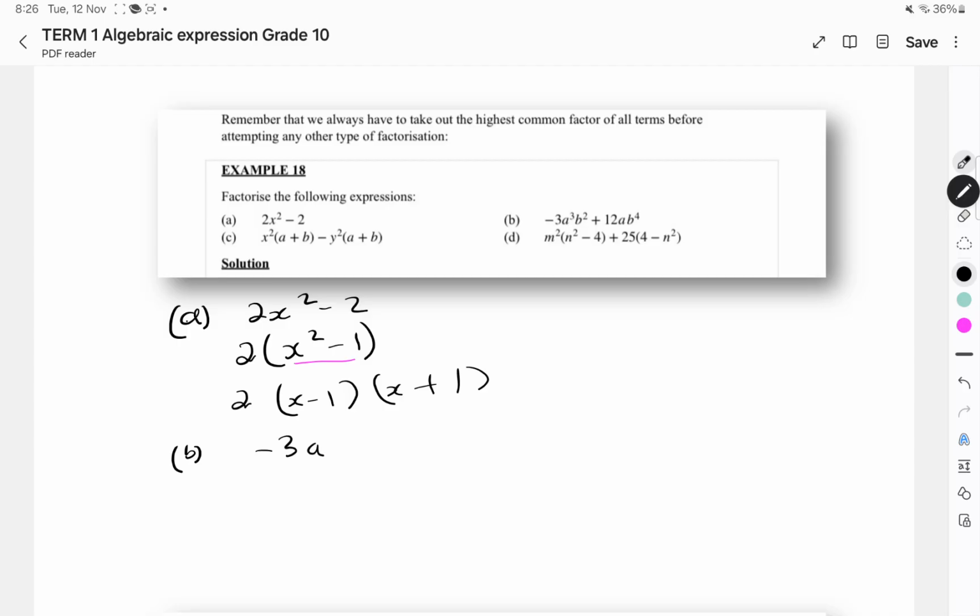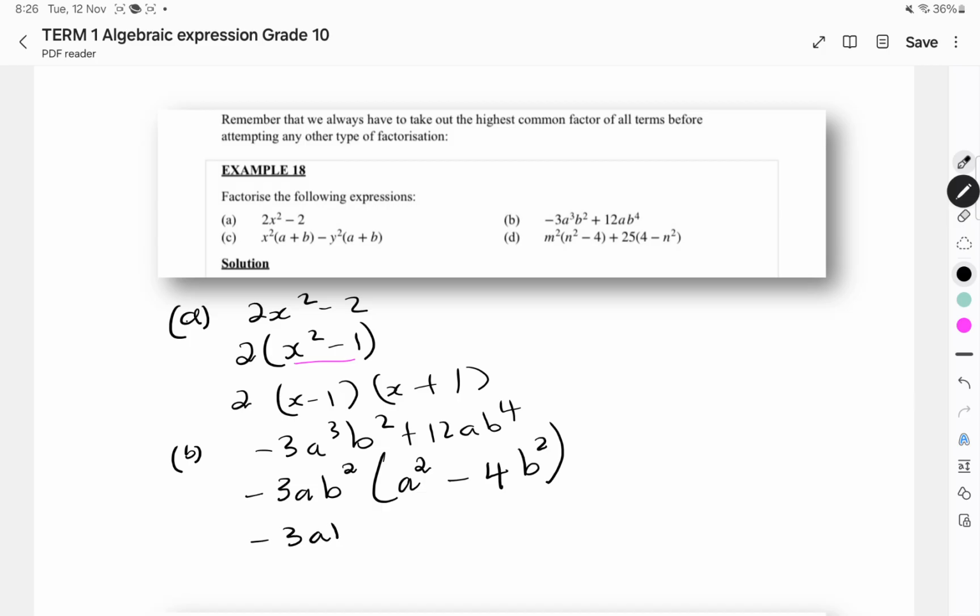Number B, minus 3ab squared plus 12ab to the 4. So here I'm going to take minus 3 out as a common factor, a, and then b squared. Good. So minus 3 divided by minus 3, I get 1. The a stays. On the other side, minus 12 divided by minus 3, I get 4. The b's go to b squared.